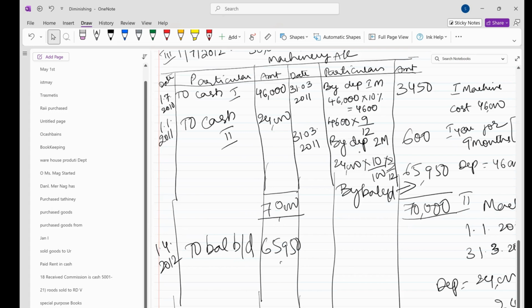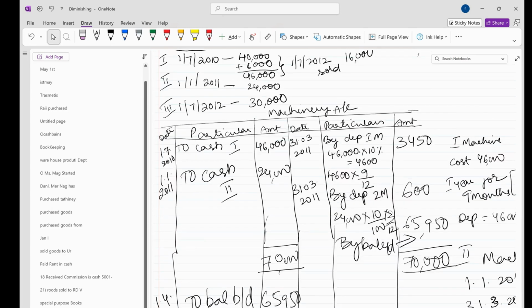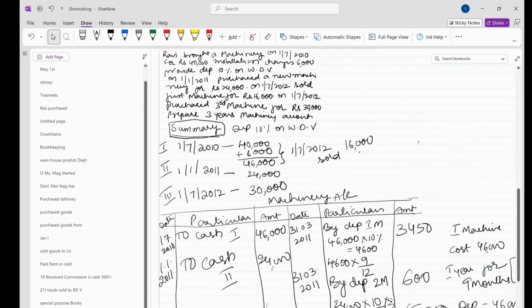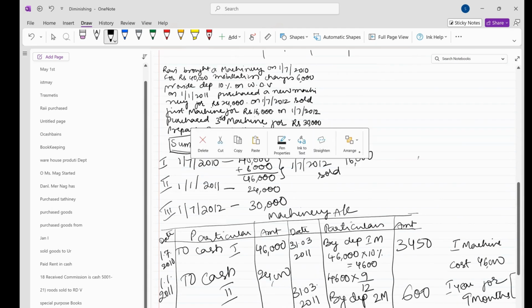On 1/7/2012, we sold it, it seems. So sold means by cash, 16,000. Now from 1/4/2012 to 1/7 means this is April.